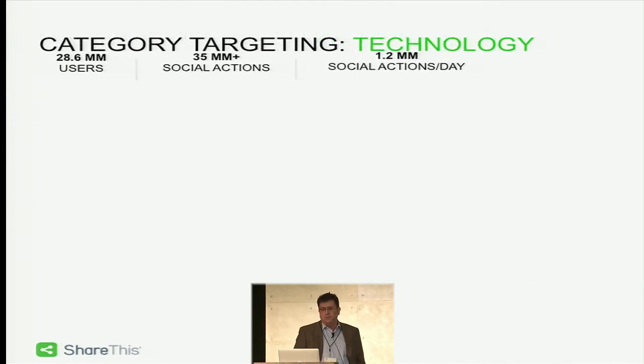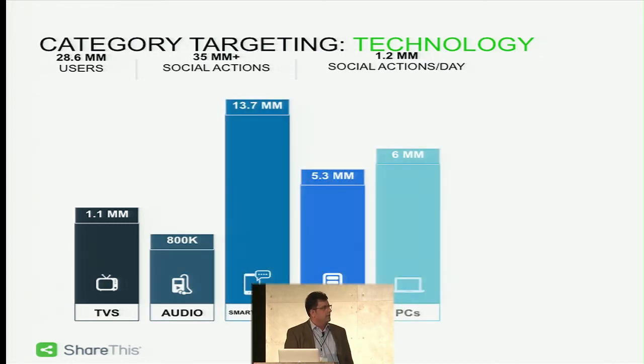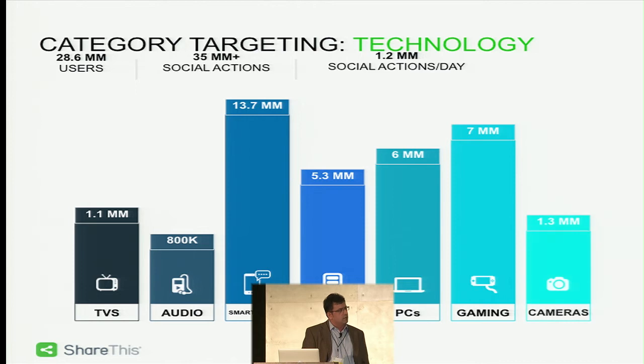As an example, we can do category targeting on technology, and we have, let's say, 28 million users with more than 35 million social actions per month, and per day it's more than 1 million social actions. So the amount of data is huge.